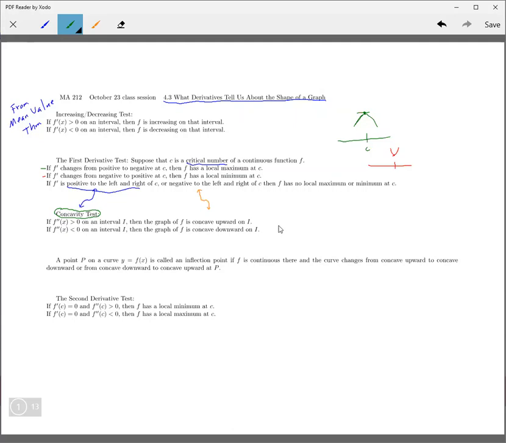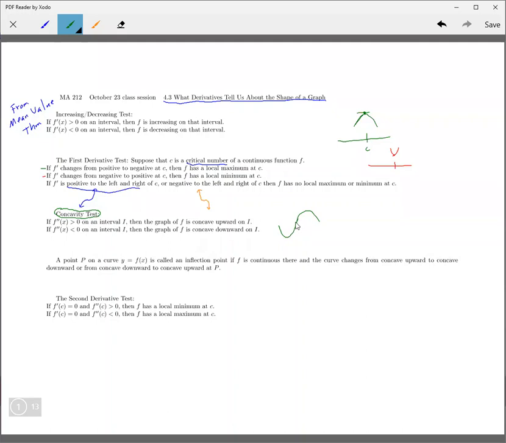So concave up would be something like this. This is a situation where you have concave up. And then if you come over here, this is concave down. You see how the graph's kind of curving? So here, for example, it's decreasing, but the rate of decrease is slowing down. And here it's increasing, but the rate of increasing is going up. So that's concave up.